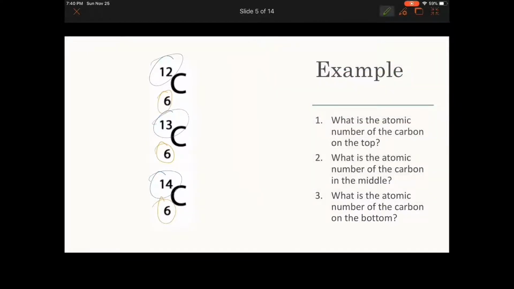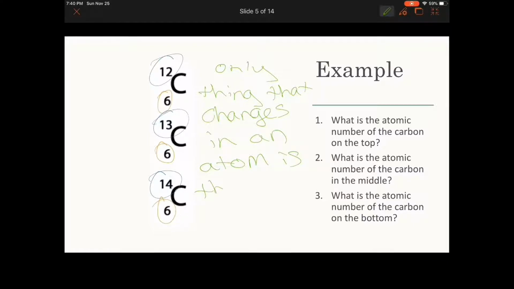Let me write that down so it kind of sticks in your brain. Only thing that changes in an atom is the electrons and the neutrons.